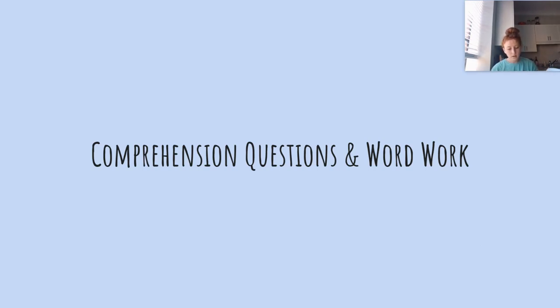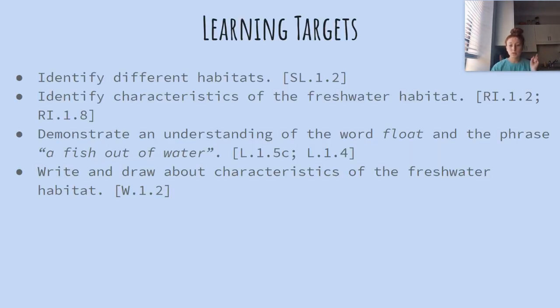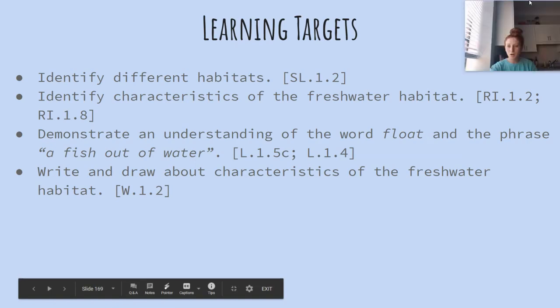All right. Let's make sure we have hit all of our targets. We identified different habitats. We talked about the characteristics of freshwater habitats. We demonstrated an understanding of the words float and the phrase a fish out of water. And then here in just a moment, you are going to write and draw about characteristics of the freshwater habitat. Awesome.